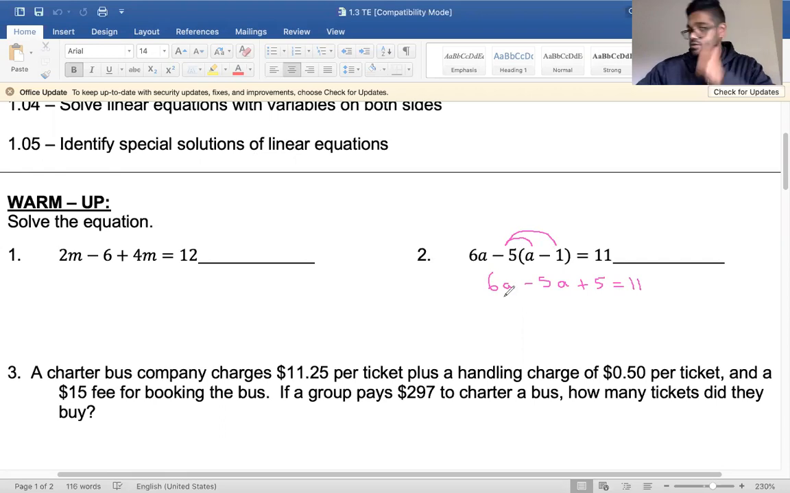Okay, now we're looking to combine like terms. 6a minus 5a just makes 1a, or just a. A plus 5 equals 11. Remember, when you're solving, you're trying to isolate the variable. So I subtract 5 on both sides, and you get a equals -4.